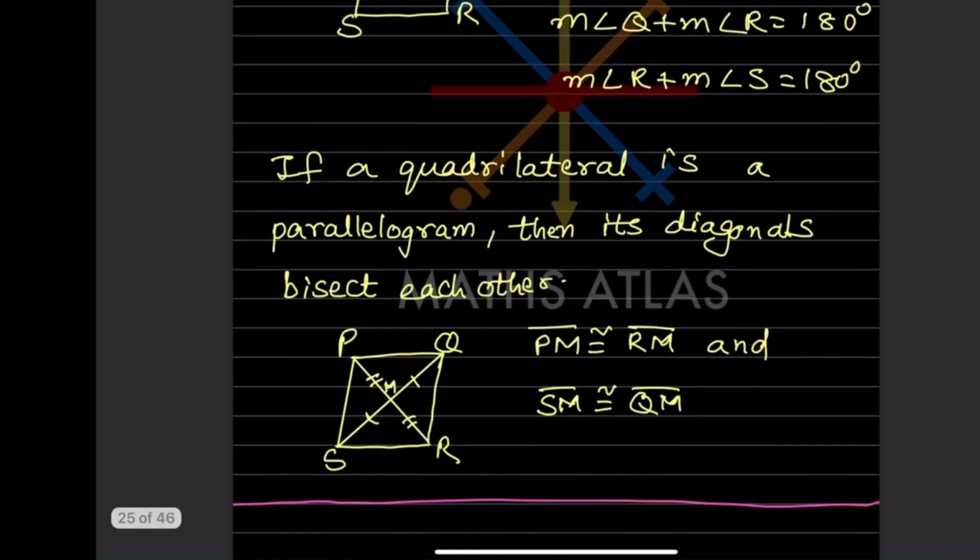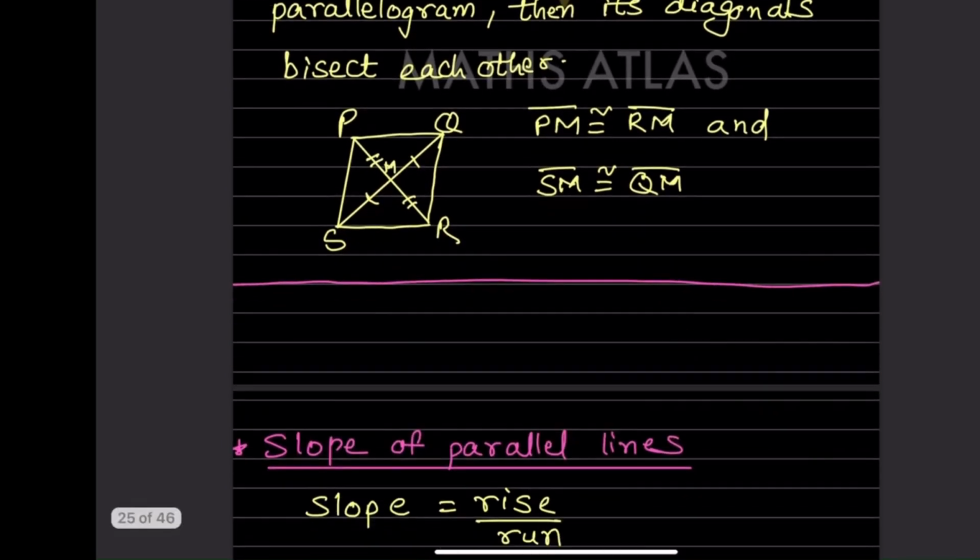If a quadrilateral is a parallelogram, then diagonals bisect each other. So these are the diagonals and they bisect each other. This is called the right angle. They bisect each other and this will be 90 degrees. So here is M. We can say PM is congruent to RM, and here SM is congruent to MQ.